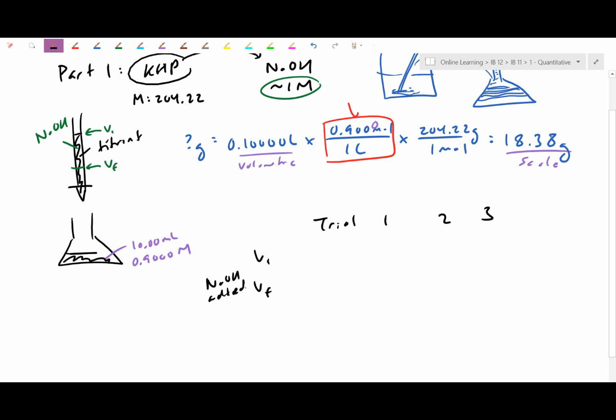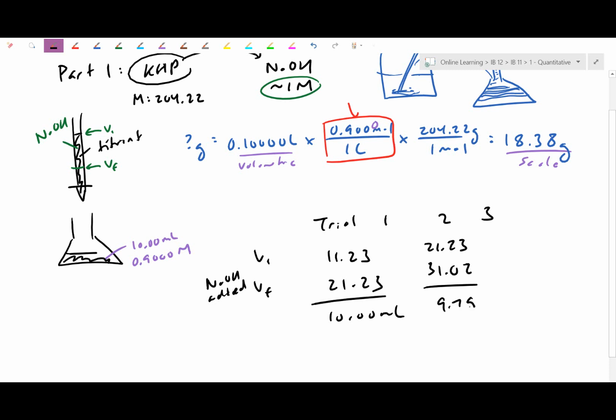So if you want to follow on your notebooks here, I added 11.23, 21.23. So that was overshot. It was 10 milliliters. Then I didn't need to reload, so 21.23. I added close to the endpoint here. I was a little bit more careful. So this was only 9.79.